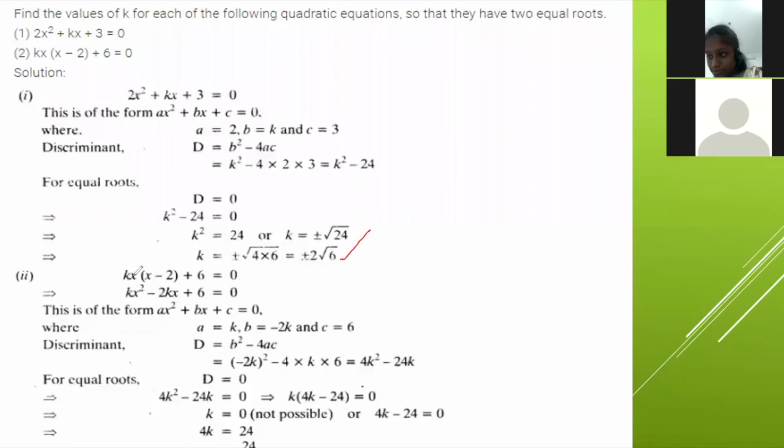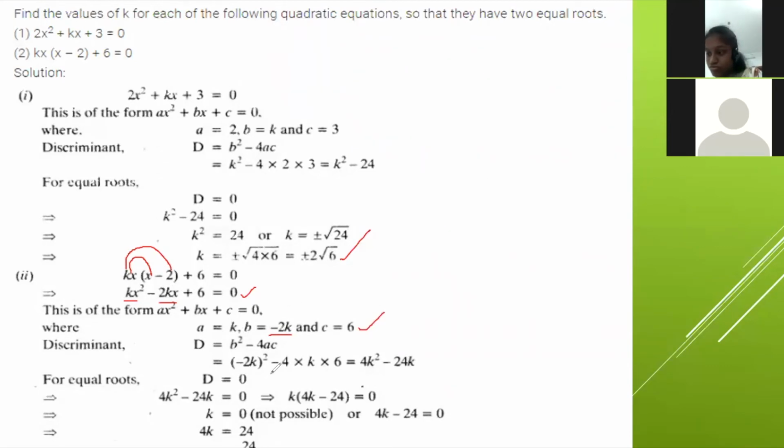Okay. First, you have to multiply with kx. kx into x, kx square. kx into 2, minus 2kx. Now plus 6. First, you have to multiply. Josna, you did? Yes, sir. So now, here, x square coefficient is k, x coefficient is minus 2k. That's why the a value is k, the b value is minus 2k, and the c value is 6.